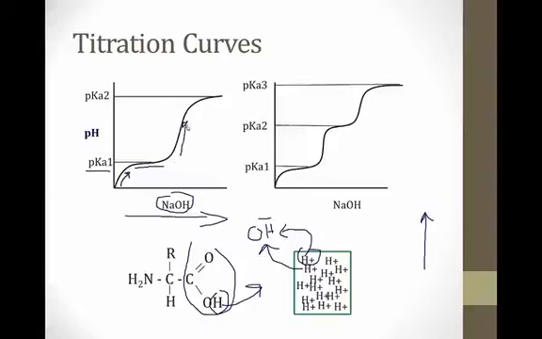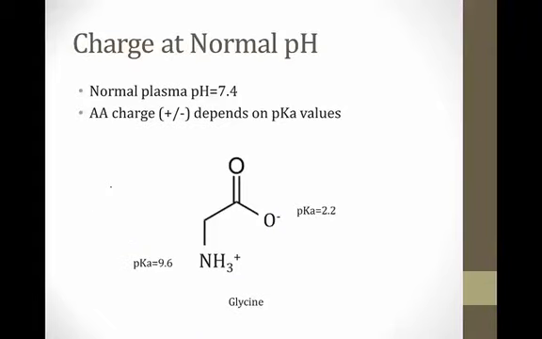Then the pH will begin to rise again, and then it flattens out again when you reach the second pKa of the amino group. In molecules that have 3 pKa's, you would see a curve that looks something like this, and each flat portion represents the pKa of one of the portions of the amino acid molecule. If we know the pKa value of the different portions of an amino acid molecule, then we can determine what charge that molecule is likely to have at normal plasma pH.